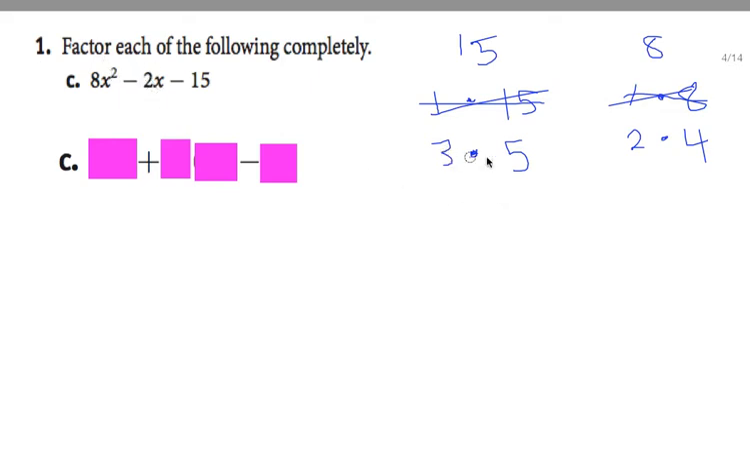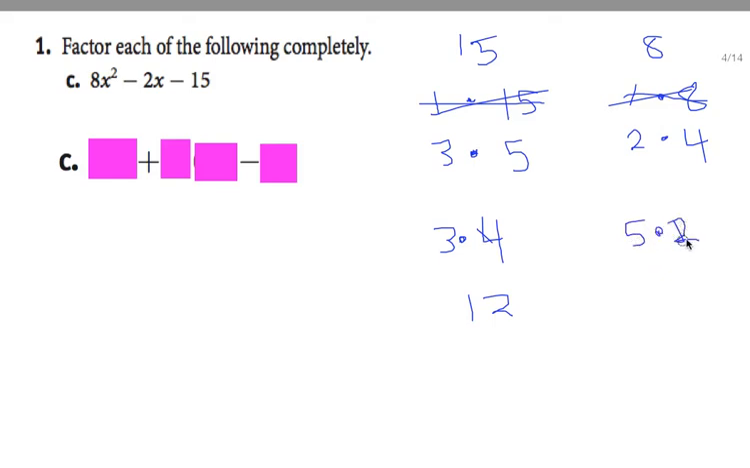What if we had 5 times 2 gives us 10, and 3 times 4 will give us 12. So if we had 3 times 4, that gives us 12. And then we would have 5 times 2.